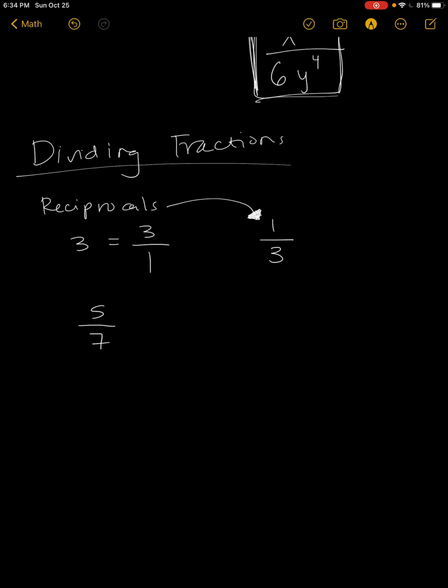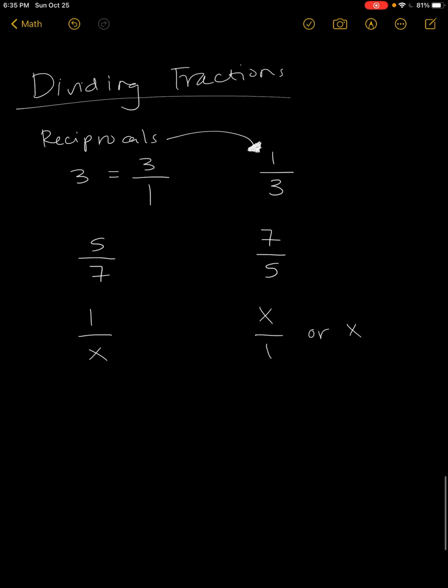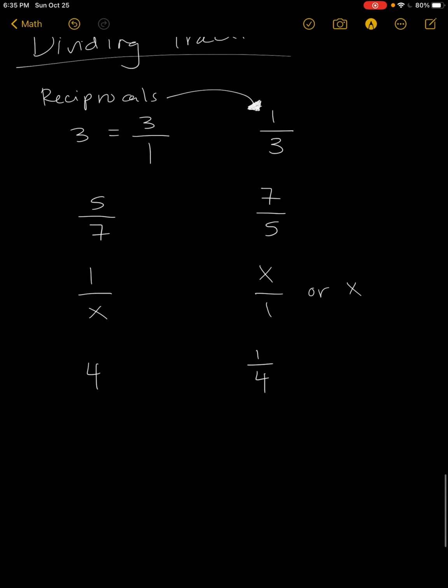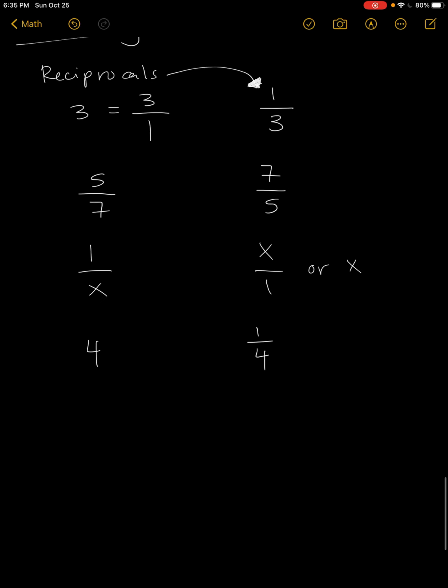So if you have 5 over 7, or maybe you have 1 over x. If you flip that, it's x over 1, or you can just say x. Great. So again, like a whole number, the reciprocal of 4 is 1 over 4.